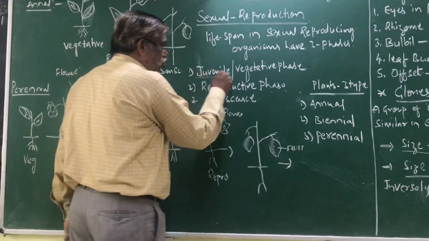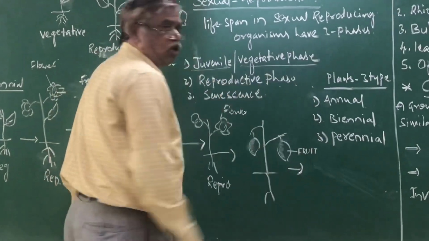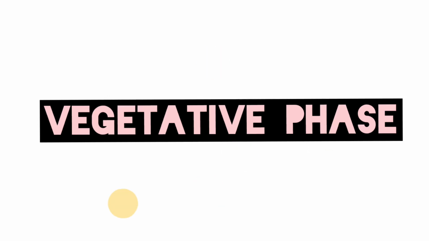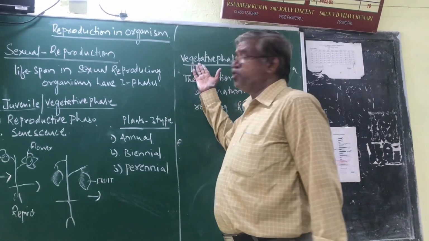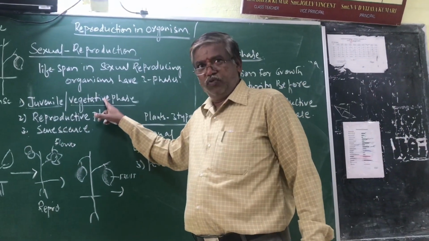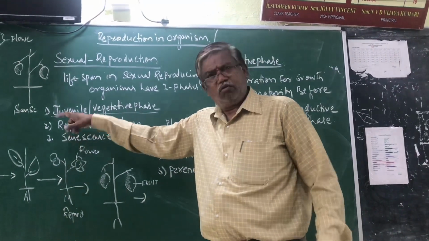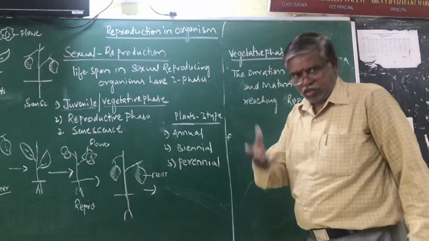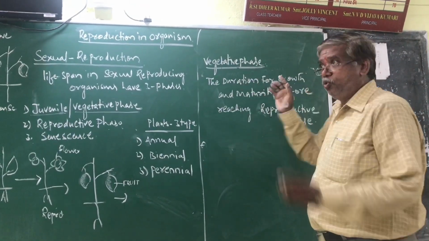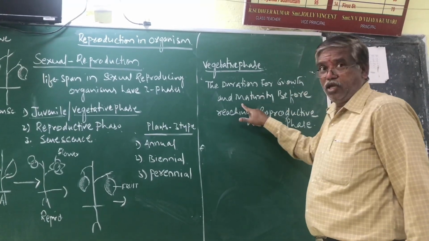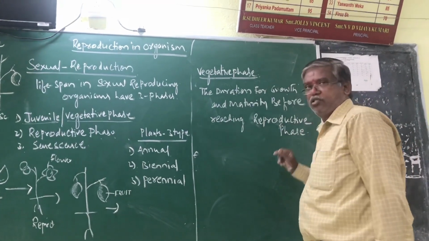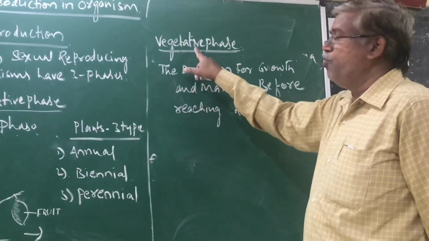Now come to them one by one. What is this juvenile phase, or vegetative phase? In plants it is called the vegetative phase, in animals the juvenile phase, but the definition is the same. Vegetative phase: the duration of growth and maturity before the organism reaches the reproductive phase.